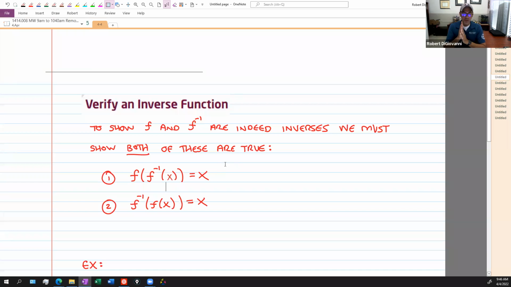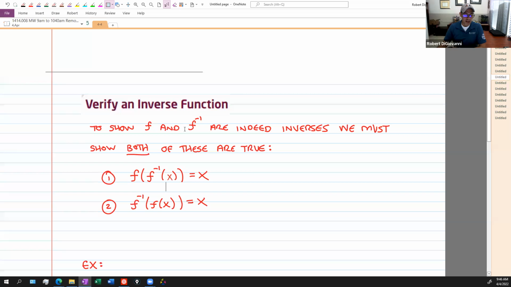All right, so now, what if I give you 2 different functions and I ask you, are these inverses of one another? But I don't give you their pictures, I don't give you the graphs. I just give you the algebraic functions and I ask you, does this function undo this one? How do you do it? So this is called verifying an inverse function.